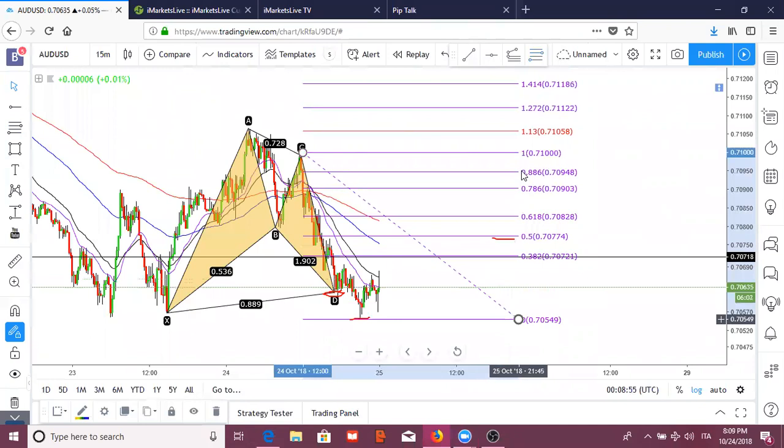So now this black line is where the 38.2 is. And this red line was my original target. Now this black line is my new target. That makes sense? So you have to be able to adjust to your targets as well.